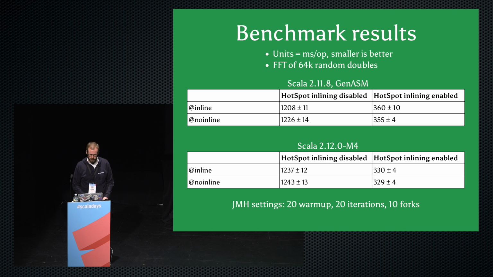Next thing to note, if you look at the right-hand column, the top number, 360, is annotating with the inline annotation, and the bottom number is annotating with no inline. And give or take the error, they're basically the same. And the reason for this is that no matter whether you annotate in Scala or do the inlining in Scala C, hotspot will come along and just inline it for you anyway. So there's no need to worry about it. Just leave it to hotspot.